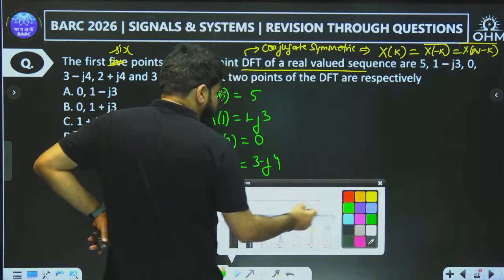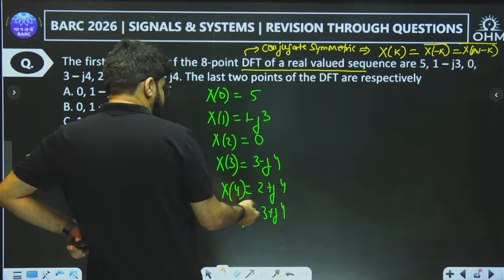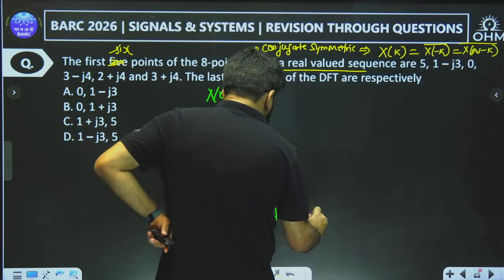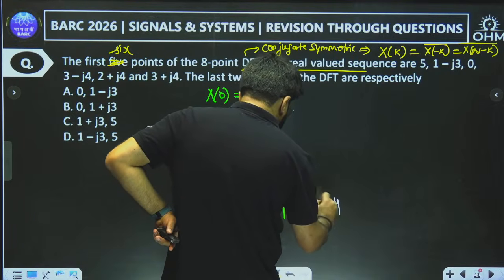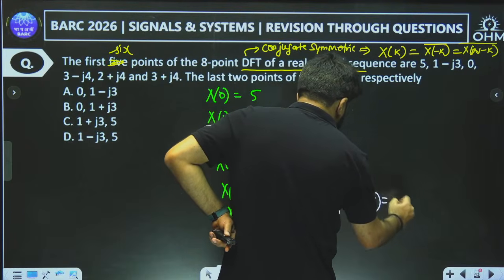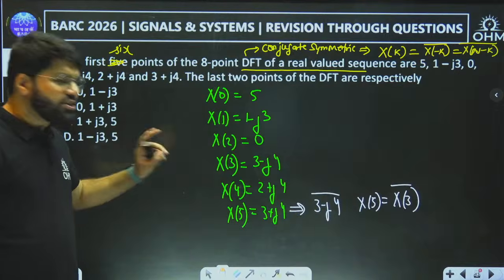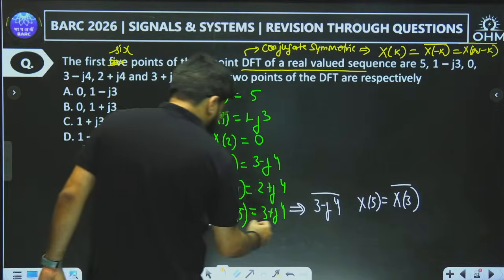Now you see, even if they had not given this x5, the sixth value, it is not required, because this is nothing but the conjugate of 3 minus j4. As I told you, x5 will have to be the conjugate of x3, 8 minus 5. So even if this was not given, there is no problem.